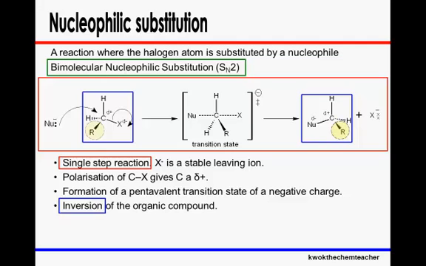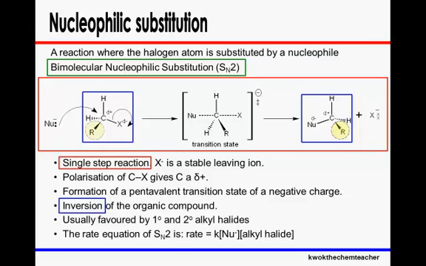Now this whole mechanism drawn represents a single step reaction that you need to draw, which shows you the mechanism of bimolecular nucleophilic substitution, also known as SN2. This single step reaction is generally favored for primary alkyl halides, and to a small degree some secondary alkyl halides.